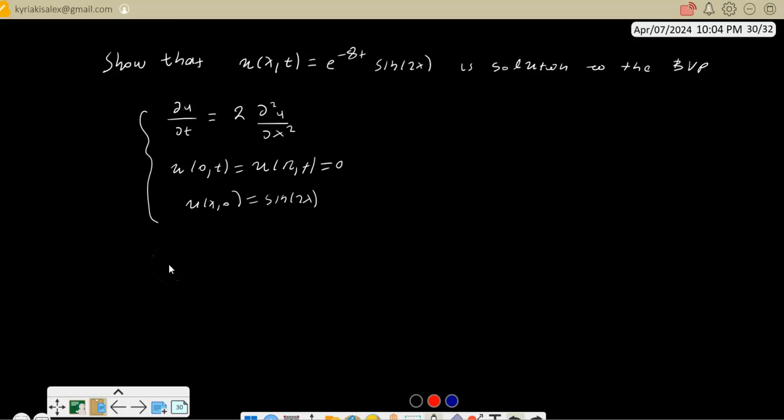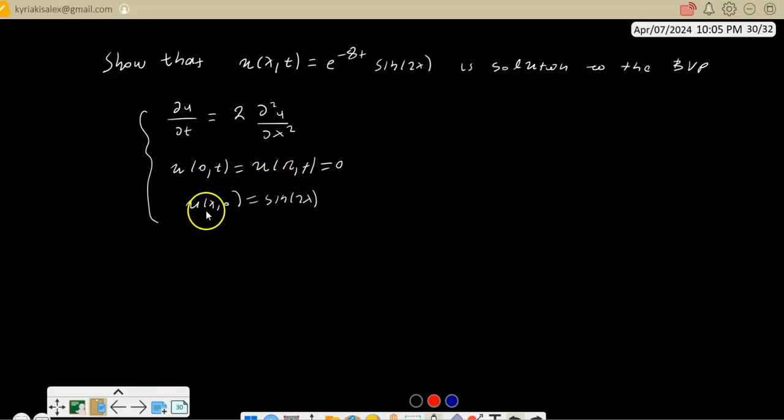In this video, we focus on a very basic problem in PDEs. We have this function u depending on x and t, which is e to the minus 8t times sine 2x. And we want to show that this is a solution to this boundary value problem. This is the one-dimensional heat equation. Here I have homogeneous Dirichlet boundary conditions for x equals 0 and x equals pi.